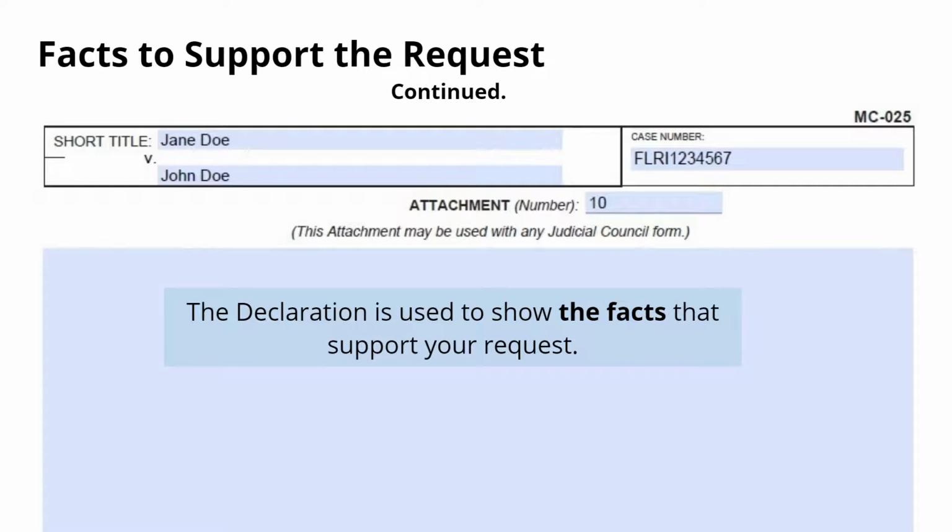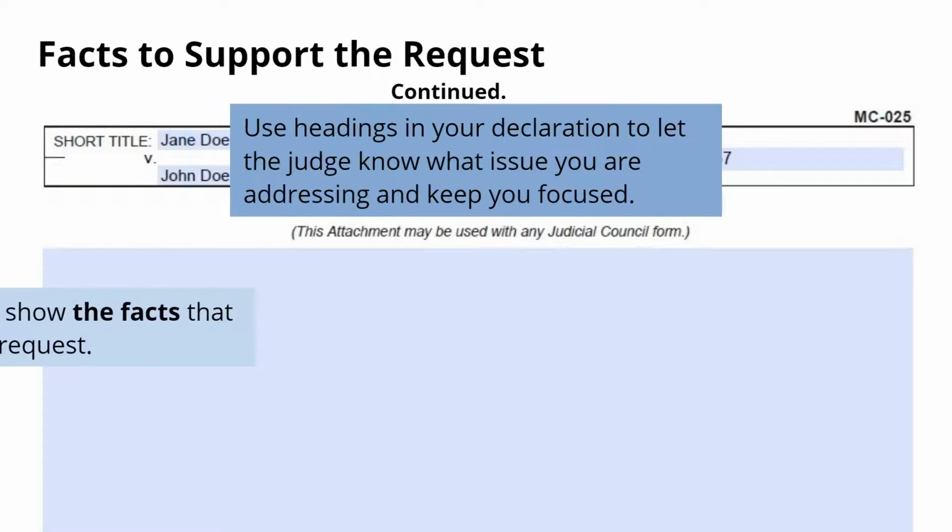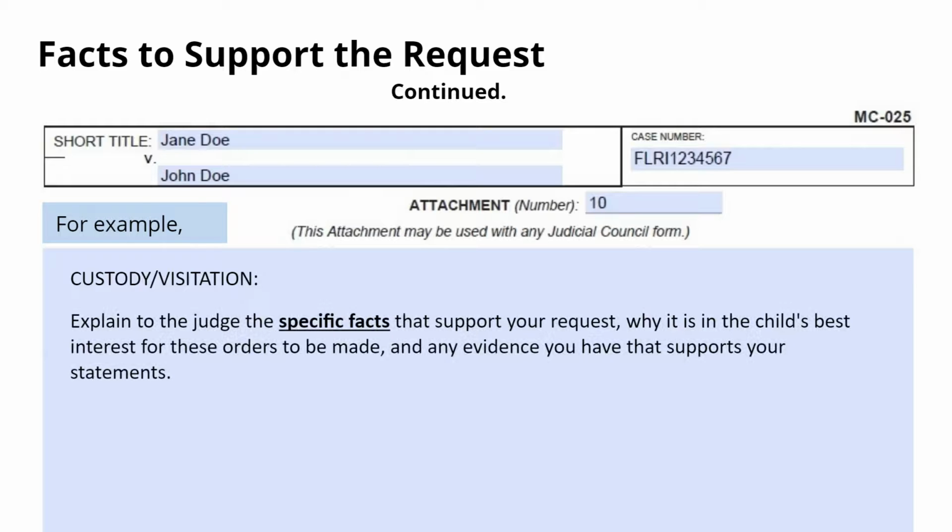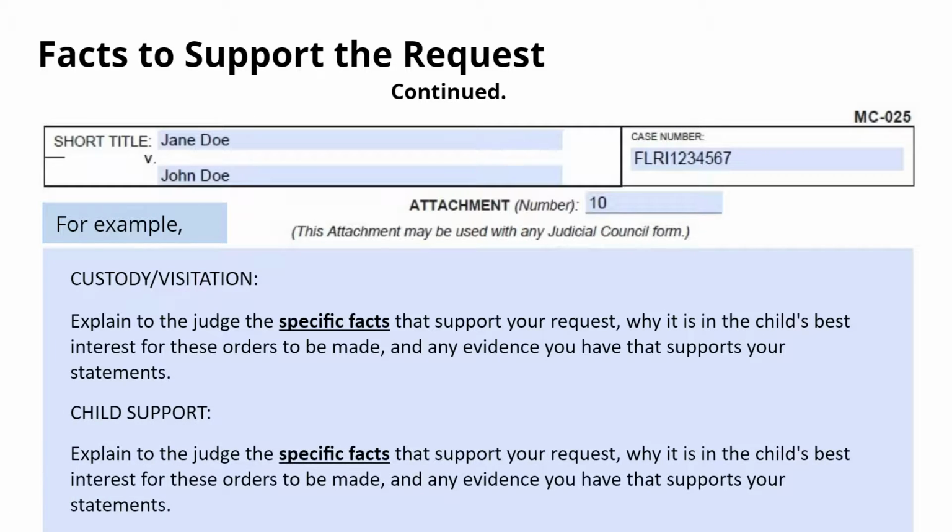This declaration should be no longer than 10 pages. Your declaration is used to show the facts that support your request. Use headings in your declaration to let the judge know what issue you are addressing and to help keep you focused. For example, write custody and visitation, and then explain to the judge the specific facts that support your request, why it is in the child's best interest for these orders to be made, and any evidence you have that supports your statements. You will do this for each order listed in your request.